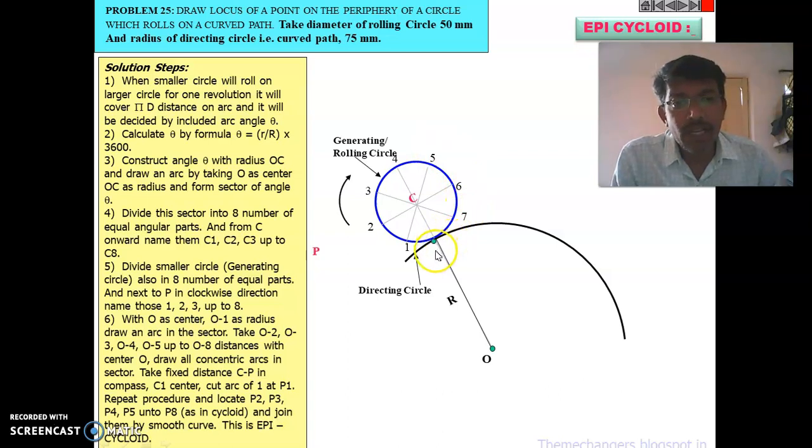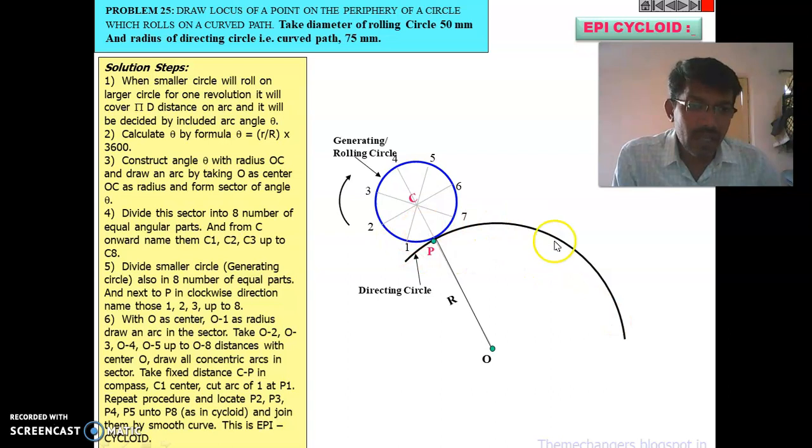So locate this point as P. Then with the center as capital O and P as a radius, you draw an arc. So to find this P for one complete revolution, if it rolls on this generating line, this P will make contact as P dash at this particular place.